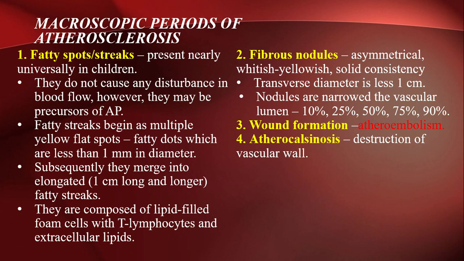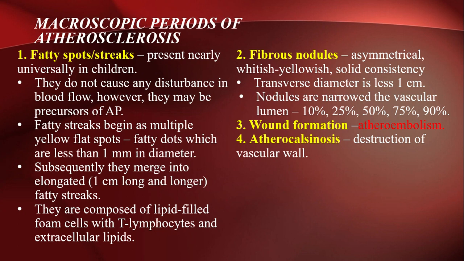We divide atherosclerosis into two kinds of periods, macroscopic and microscopic. Macroscopic periods of atherosclerosis, there are four periods. First, the fatty spots or the fatty streaks, present nearly universally in children. They do not cause any disturbance in blood flow. However, they may be precursors of atherosclerosis. Fatty streaks begin as multiple yellow flat spots, fatty dots, which are less than 1 millimeter in diameter. Subsequently, they merge into elongated 1 centimeter long and longer fatty streaks. They are composed of lipid-filled foam cells or the xanthoma cells with T lymphocytes and extracellular lipids.